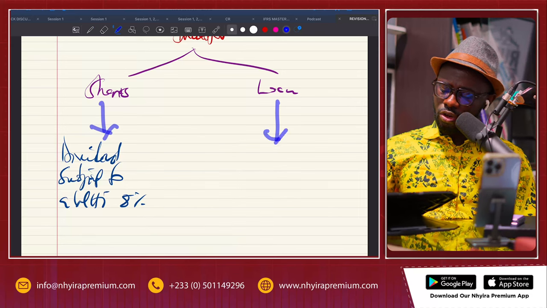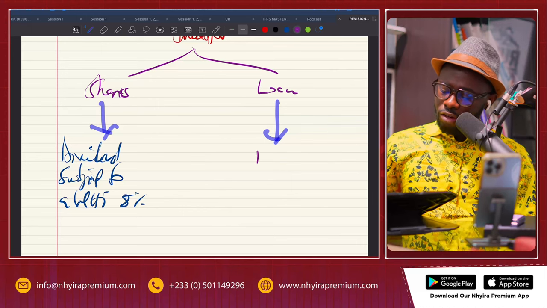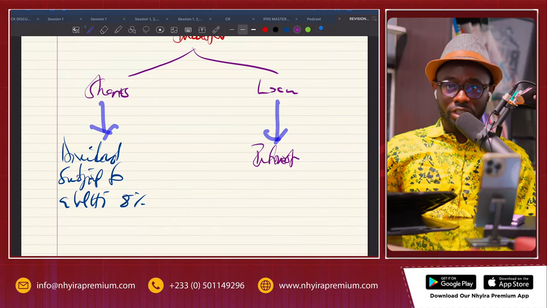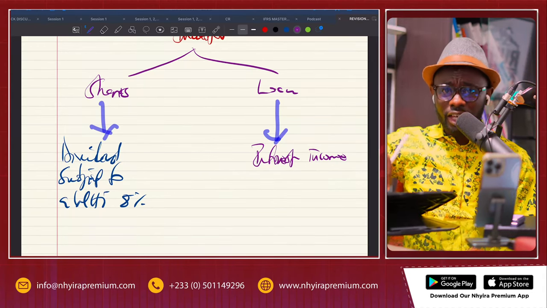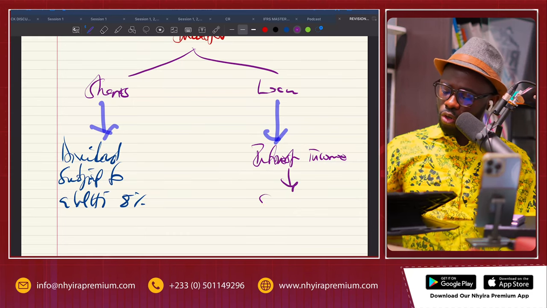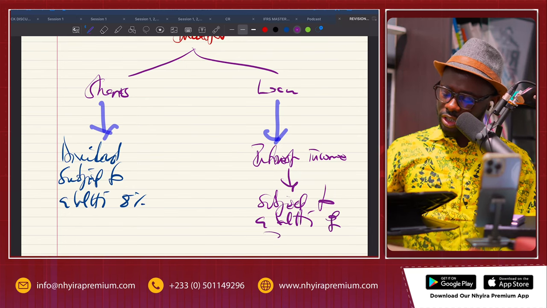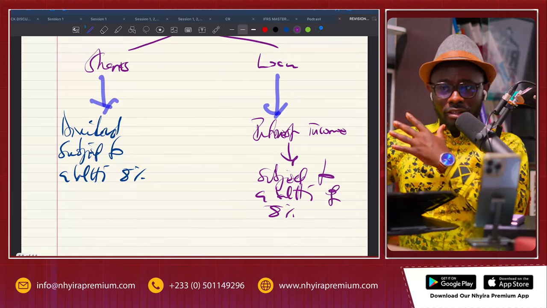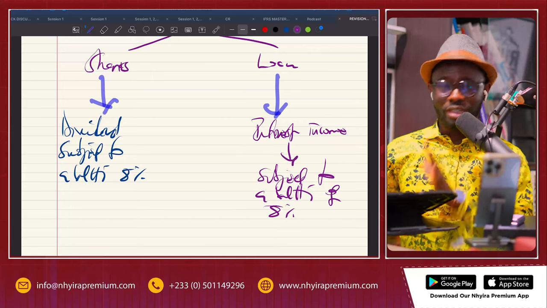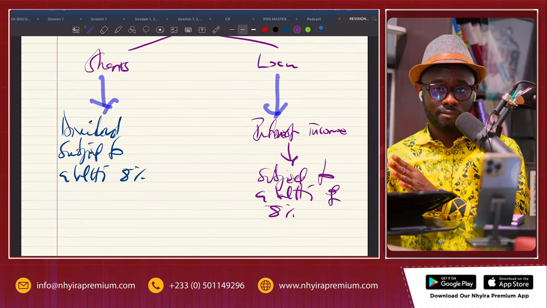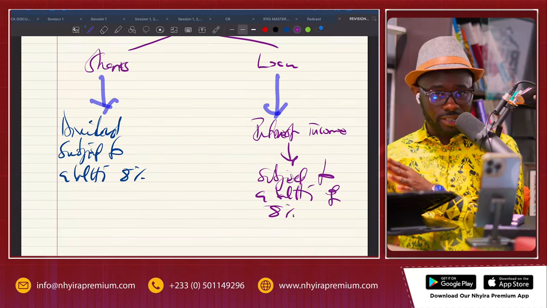Now, if they decide to give the money out as a loan, annually, any interest that they receive, because they will receive a future benefit in the form of interest income, that interest income will also be subject to a withholding tax of 8%. The investor has come. What is the tax implication of the two? This is where we stand.